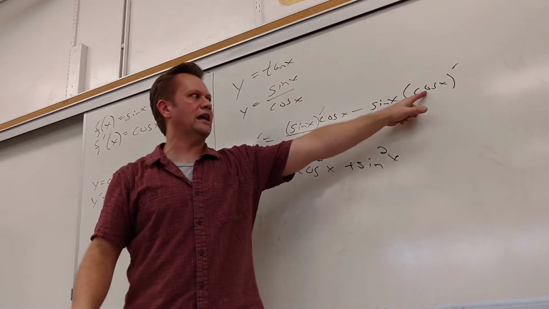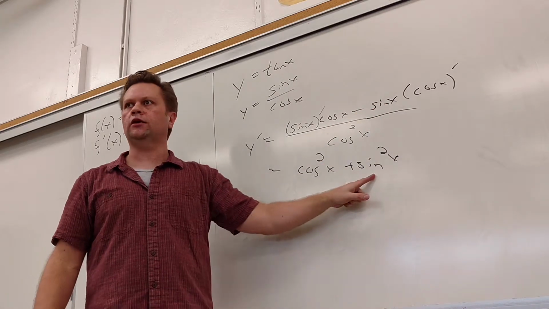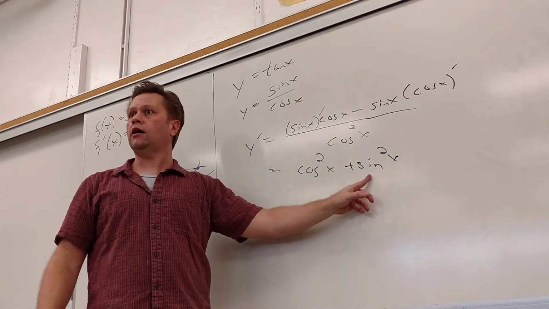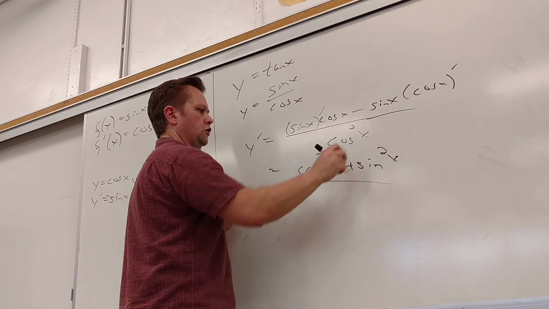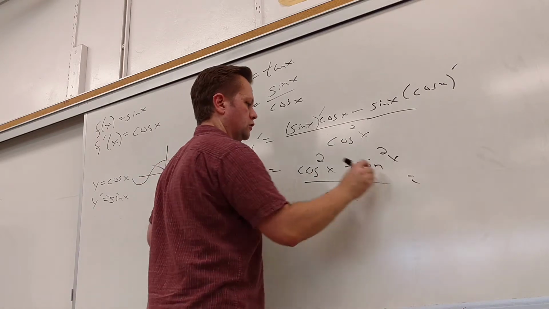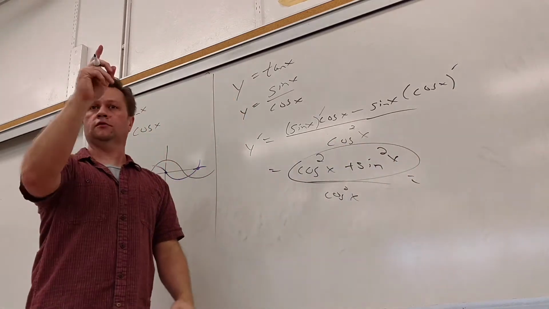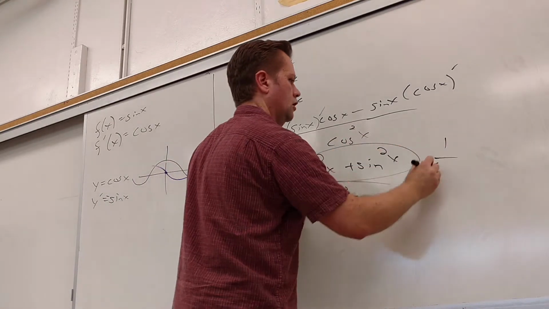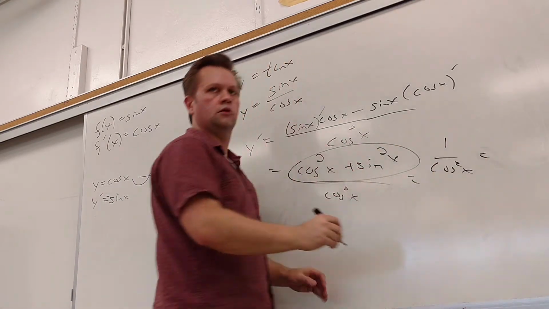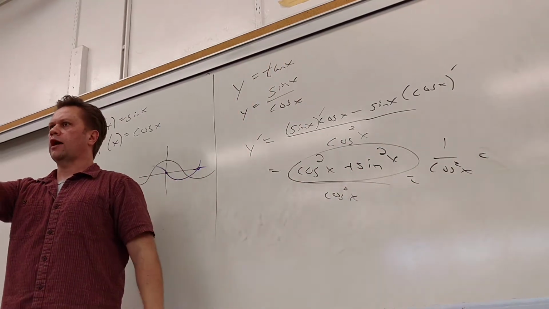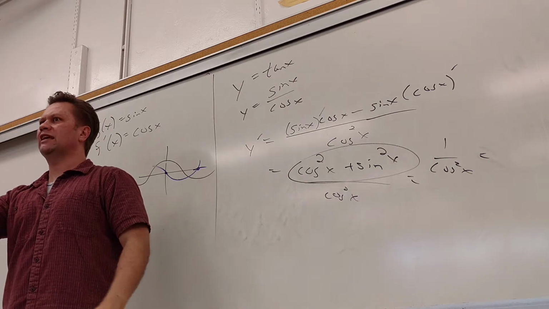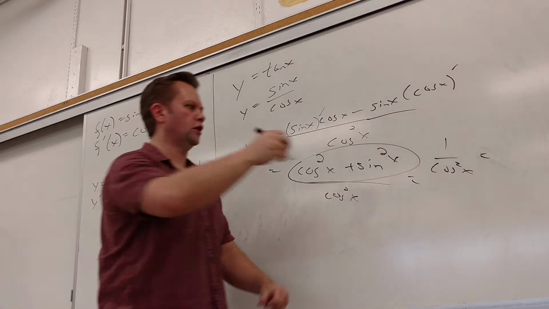Derivative of cosine is negative sine, times negative sine is plus sine squared, all over cosine squared. So, of course, cosine squared x plus sine squared x is 1. And what's 1 over cosine squared? Secant squared. That's why it's secant squared. So, derivative of tangent is secant squared.